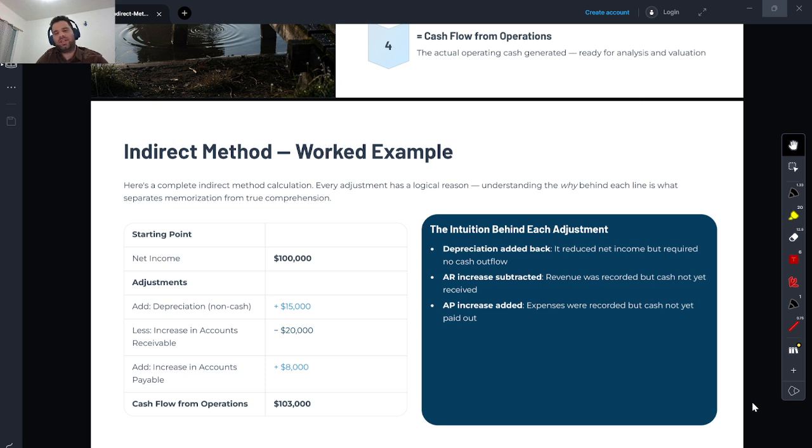Then accounts payable increased by $8,000. That means expenses were recognized, but not yet paid in cash, so we add it back. So the operating cash flow equals $100,000 plus depreciation, less the increase in accounts receivable, and we add back the increase in accounts payable to receive our final answer of $103,000.